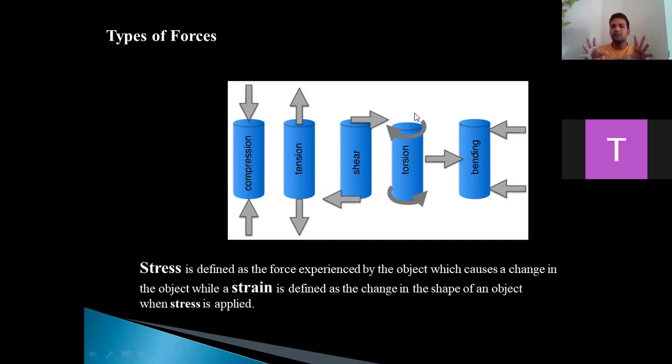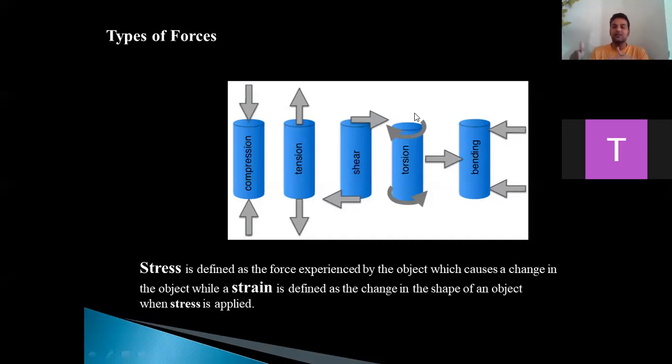So stress is nothing but the force. It could be compressional, tensional, shear, anything. Its application on the object changes the shape. While strain is defined as the change in the shape of an object when stress is applied. So strain is the result of the stress. When you apply stress on the object, it changes its shape, and that change in shape is termed strain.